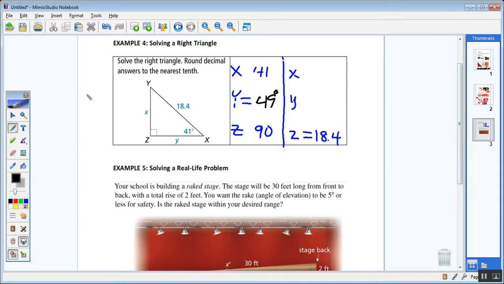Sine of 41 equals x over 18. Oh, wow. Sine of 41 degrees, because that's a good reference. X over what? 18.4. Okay. So when you solve that, what do you come up with? 12.1. Yep, we would decimal this out.